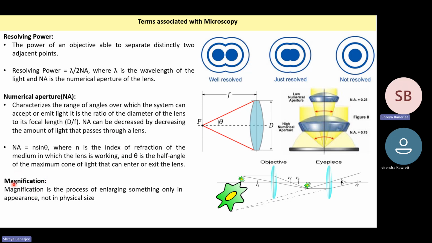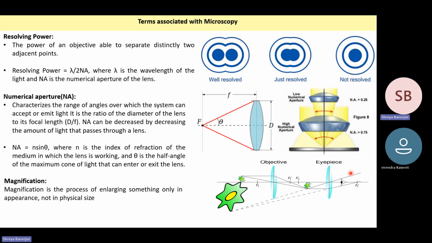There is another term called magnification, which is the process of enlarging something only in appearance and not in physical size. So that is what happens in a microscope. You can see here you have the outline of a compound microscope. So you have the object here. The rays of light pass through the objective lens and a direct image is formed inside the microscope. Now, this is image 1.